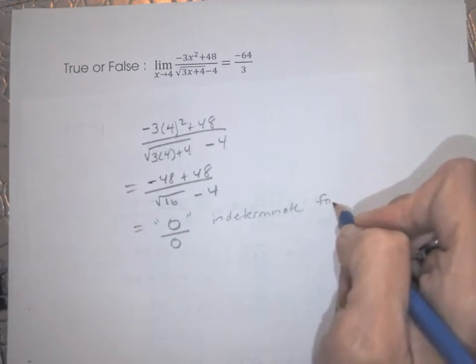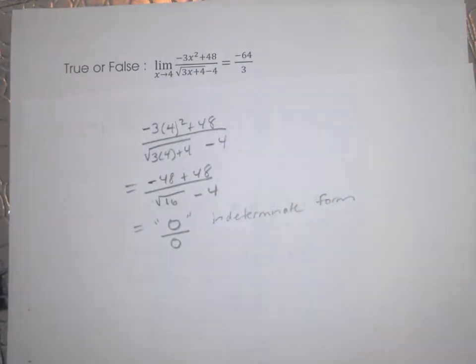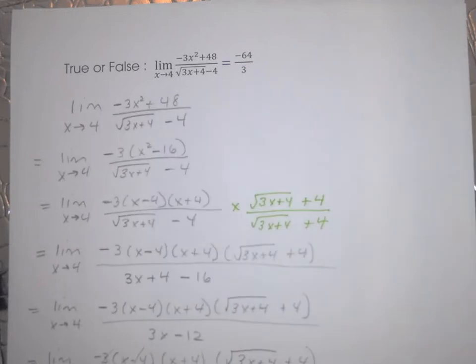form, which means that you can't evaluate the limit just by substitution. You have to find another method, an algebraic method, to evaluate the limit. So I know that I can't just let x approach 4 right now.